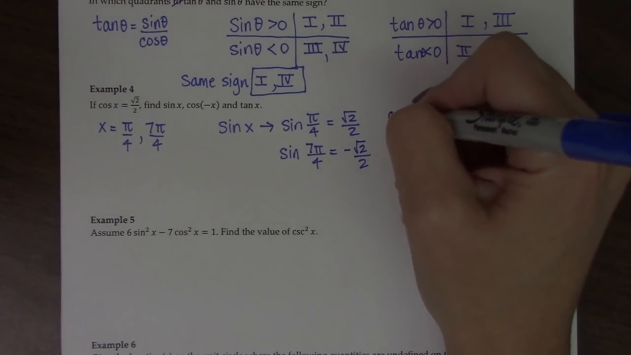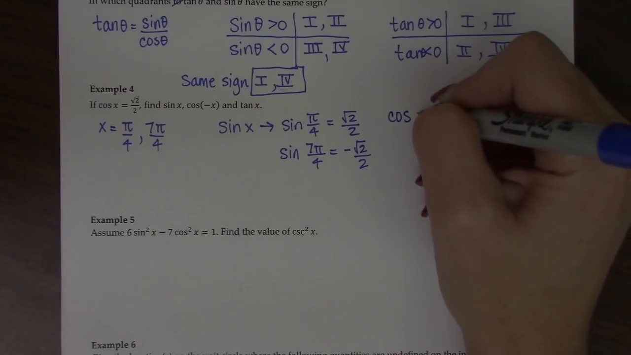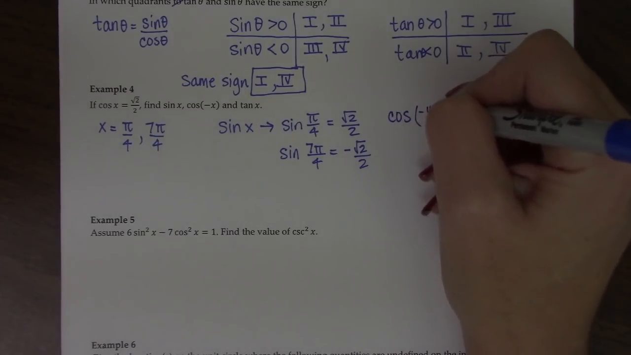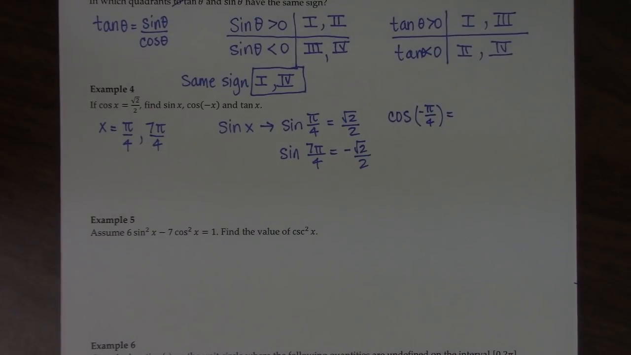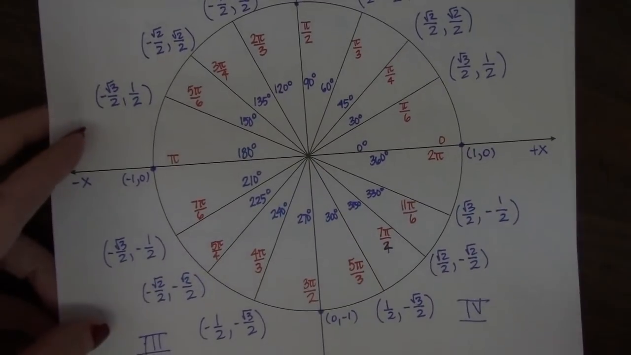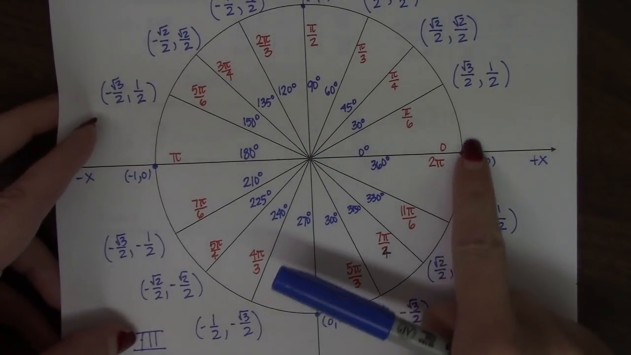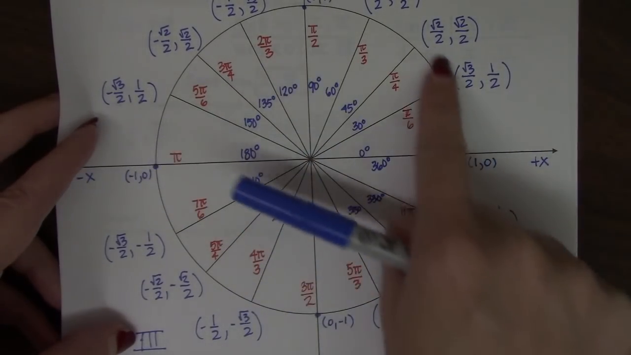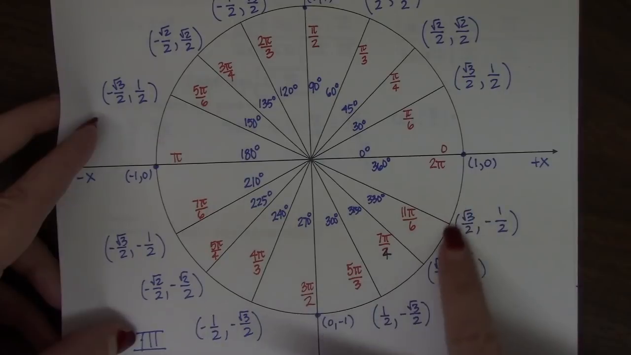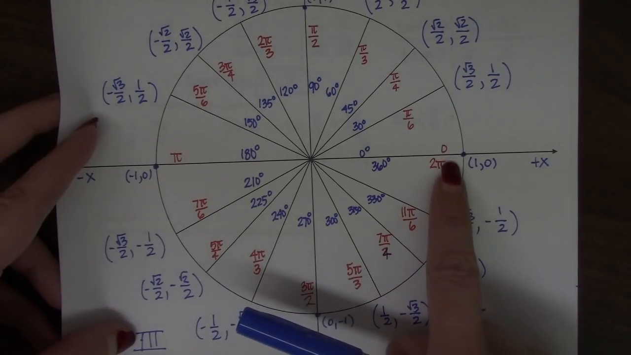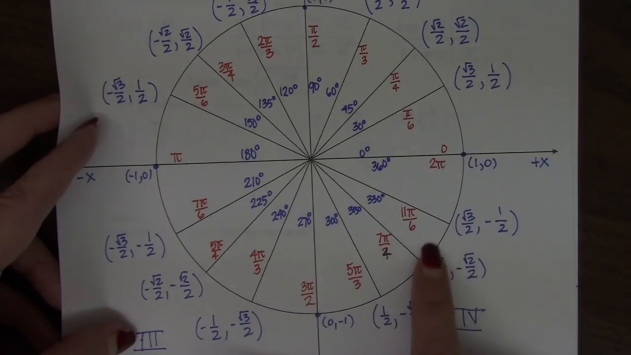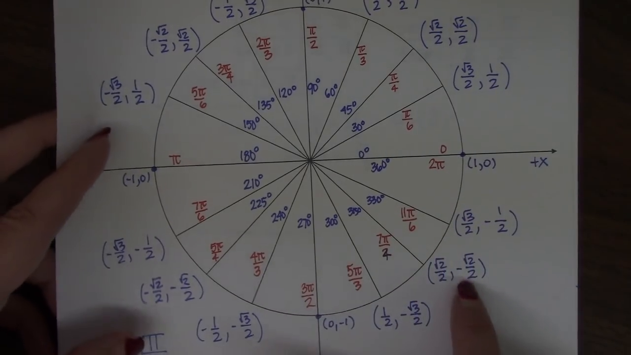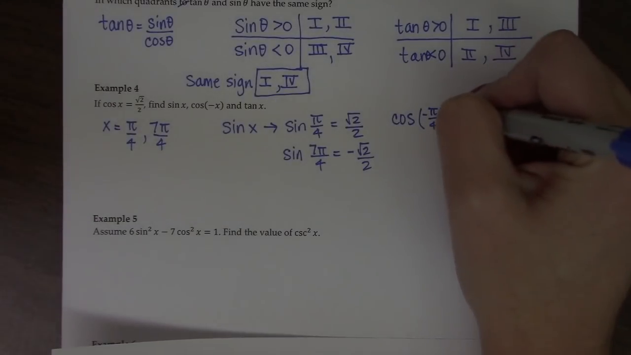Cosine of negative x, well, that would be cosine of negative pi over 4. So if we go to our unit circle, we said earlier that if you start at 0 and travel counterclockwise, we call those positive angles. If you go clockwise, those are negative angles. So if pi over 4 is 45 degrees this way, then negative pi over 4 is 45 degrees this way. So we're actually going to get a negative square root of 2 over 2.